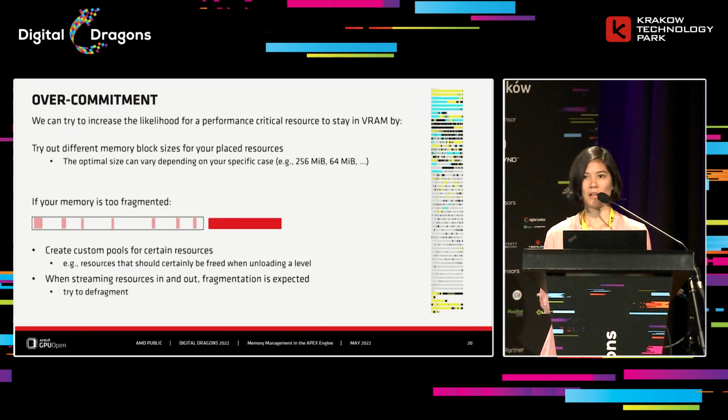What you can do, if you have a concept of loading levels, is place certain resources in a separate allocation. So if you know these resources get destroyed on a level change, they are all in one allocation, and so this allocation can be freed. If you're streaming resources in and out, then sadly fragmentation is unavoidable. At some point, you will suffer from fragmentation. In this case, you should try to defragment from time to time.